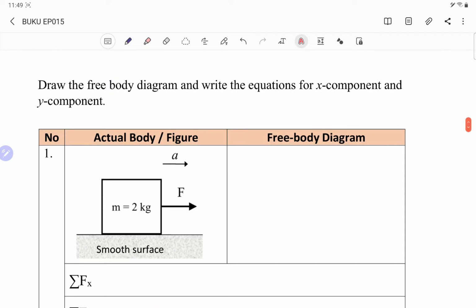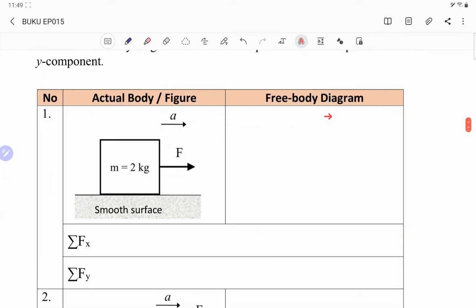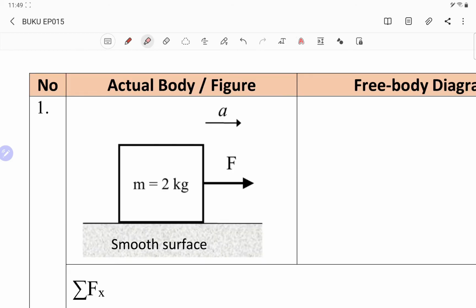Okay, now we move on to the next exercise where you need to draw the FBD and write the equation for X component and Y component. Okay, so di bahagian sini, draw your FBD correctly and then equation for Fx and equation for Fy. Okay, so kita tengok dulu, for this body over here, we have applied force. Kita ada force yang dikenakan iaitu pull force.